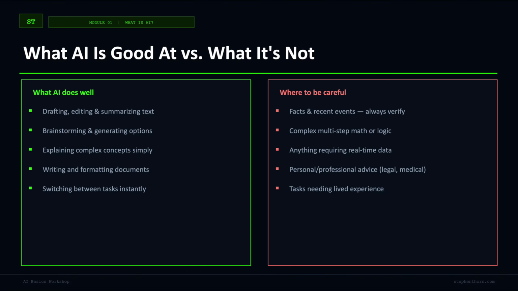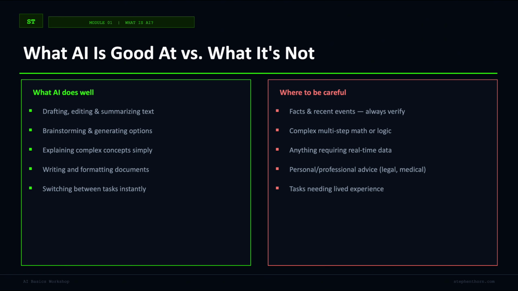AI also doesn't understand your context unless you give it that context. It doesn't know your client is touchy. It doesn't know your boss hates long emails. It doesn't know your industry has compliance issues unless you tell it. And finally, it can't replace human judgment. That part's still yours.